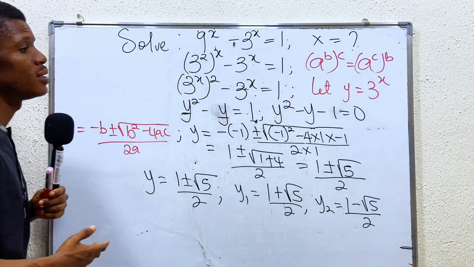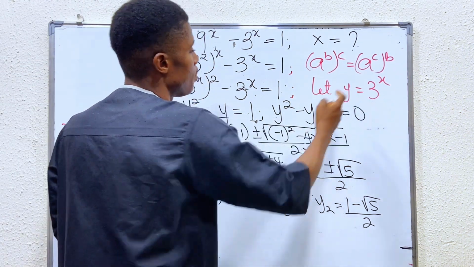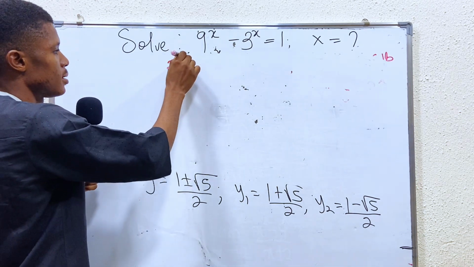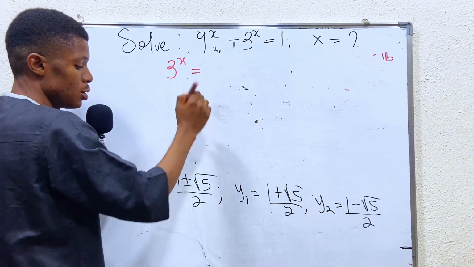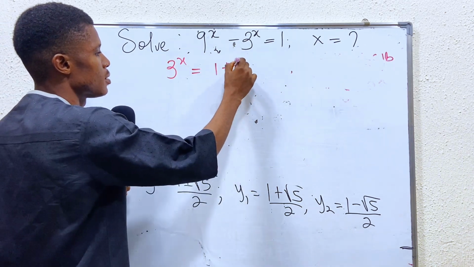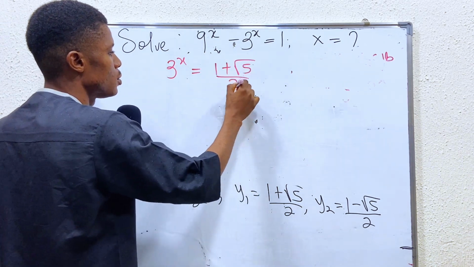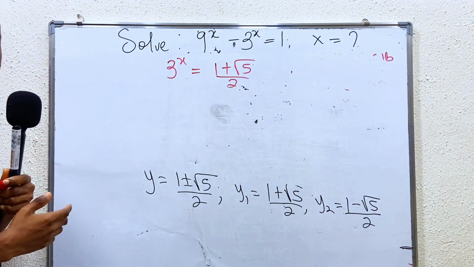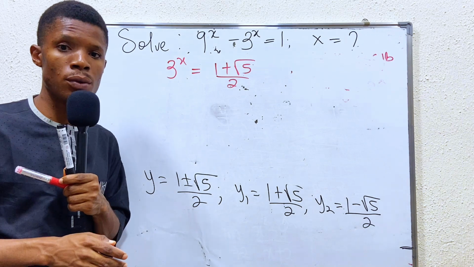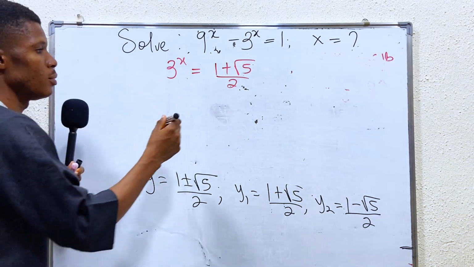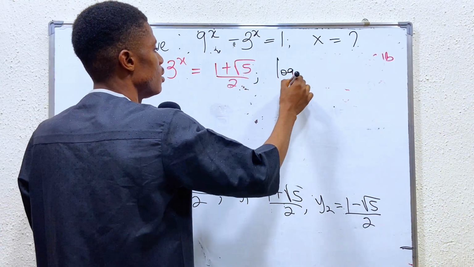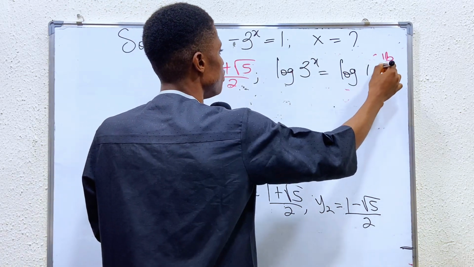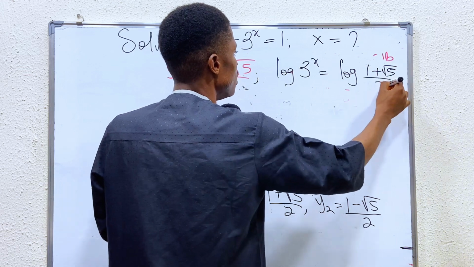But remember, we said initially that y is 3^x. So we can write 3^x, which is y, equal to 1 plus root 5 over 2. Since they cannot be expressed in the same base, the best thing to do is to take the log of both sides. So log of 3^x is equal to log of (1 plus root 5) over 2.